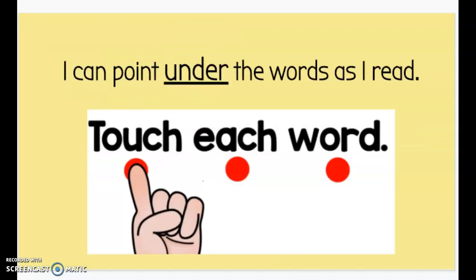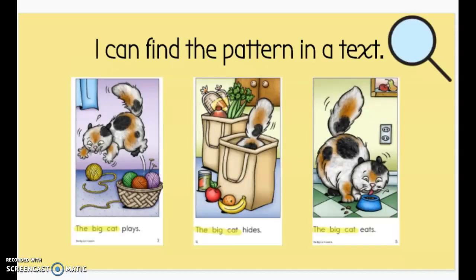Our next I can is we want to make sure to say I can point under the words as I read. We don't want to put our finger on each word because if we put our finger on a word, we're not going to be able to see it. So as you see in the picture, we're going to be pointing under each word so we can read each word and make sure we're all reading the right word.